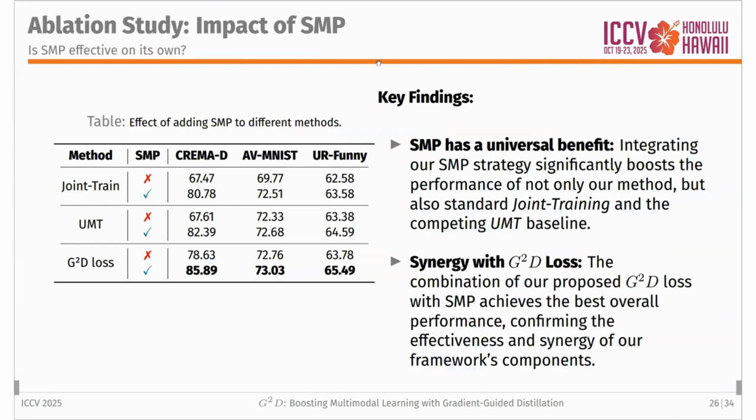Now we'll go through some of the ablation studies. So we've introduced a dynamic gradient modulation strategy, SMP, and this SMP has universal benefit. It can be applied not only to our G2D loss module, which uses distillation, but it can be applied to all other methods. Now, if you apply SMP to any other method, it might be joint training, it might be UMT, you see that their performance improves when SMP is applied. However, when SMP is applied to our loss module, we get the best performance.